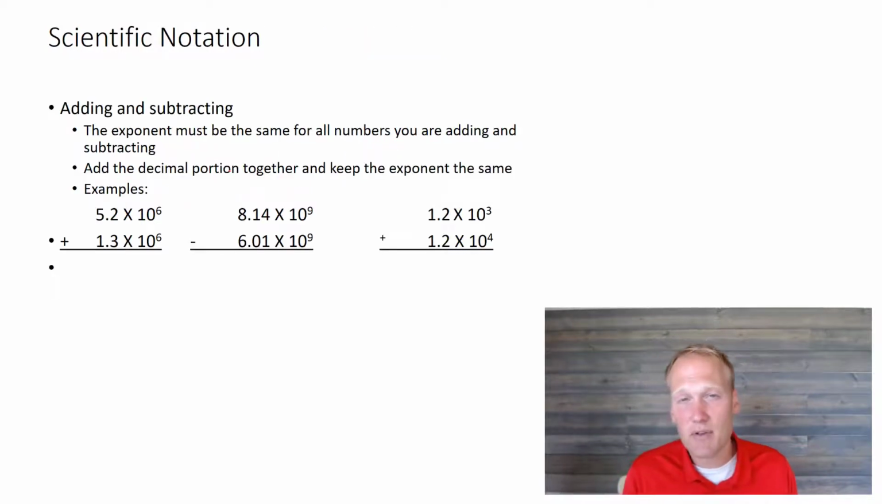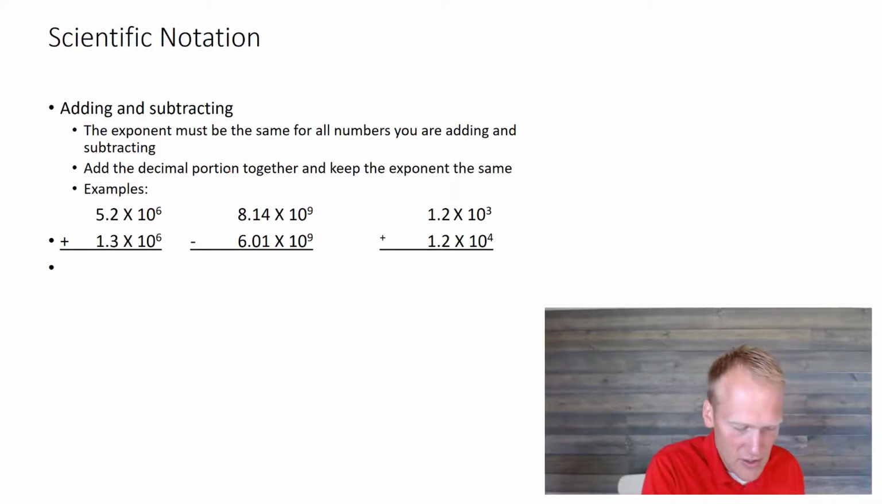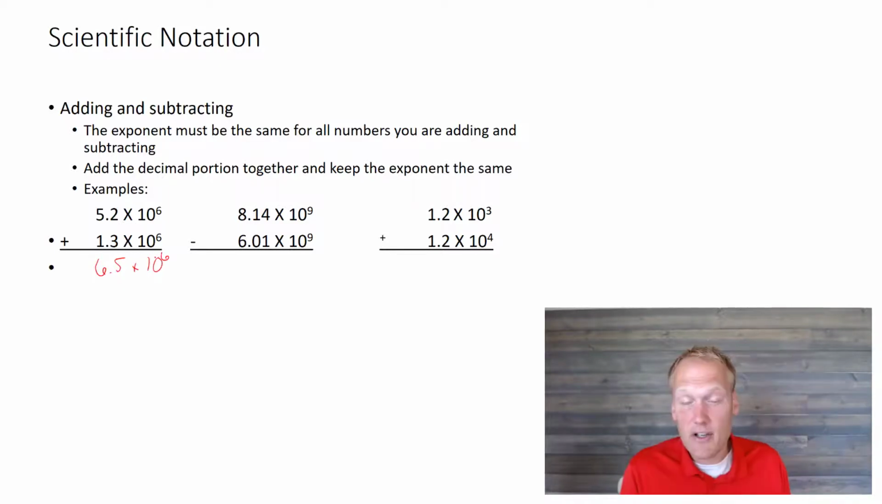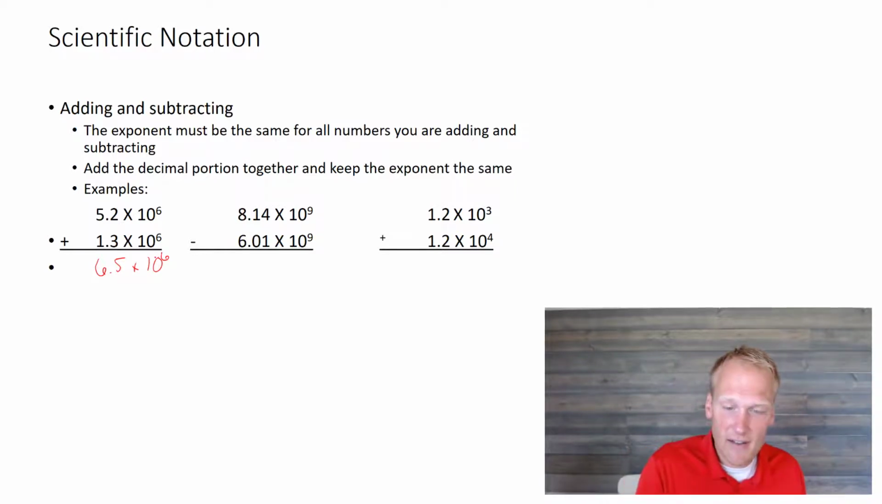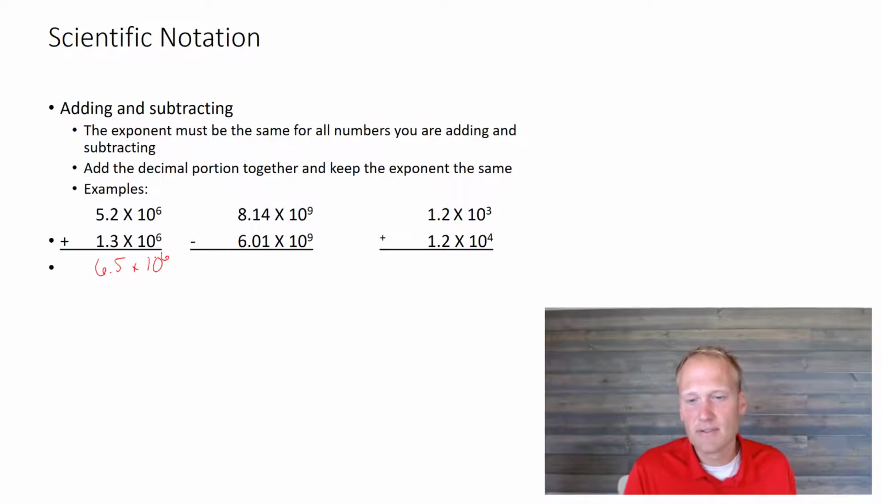So when we're adding and subtracting, if you were going to do these by hand, you'd need to make sure that the exponents were the same. So for instance, in this first one, these are both times 10 to the 6, which means I can just add together these factors and put it at 6.5 times 10 to the 6th. The exponent would stay the same. Now you can check that by plugging that into your calculator. And you'd put 5.2, hit the EE button, then hit 6, plus 1.3, EE button, and then hit 6.